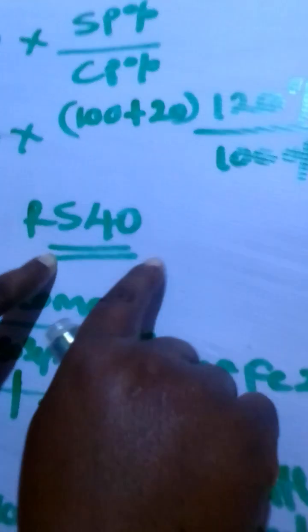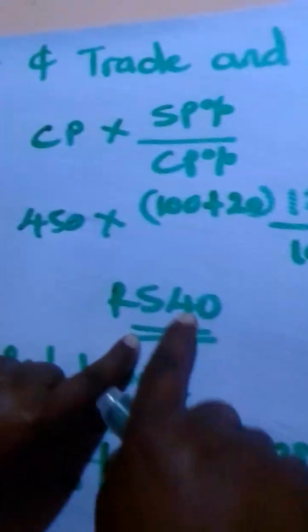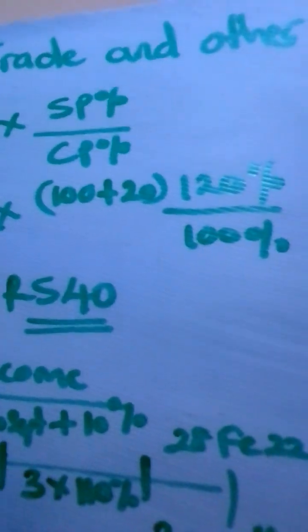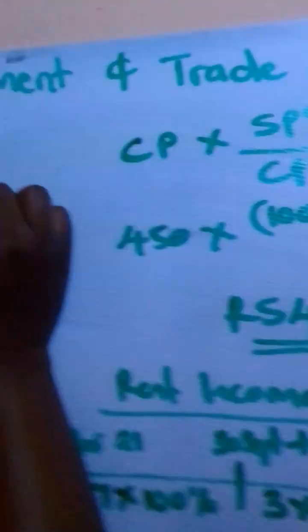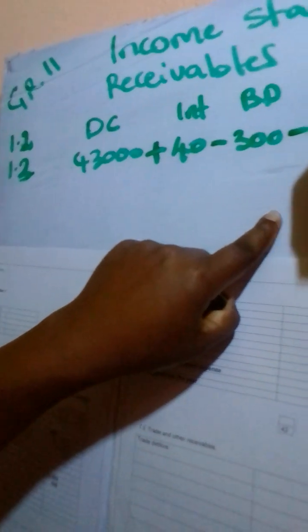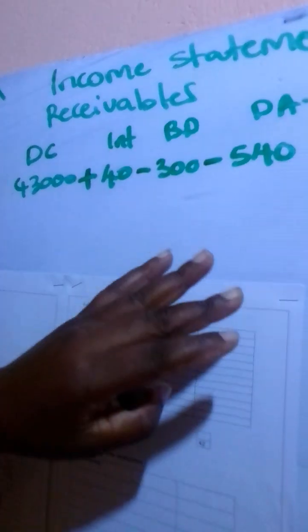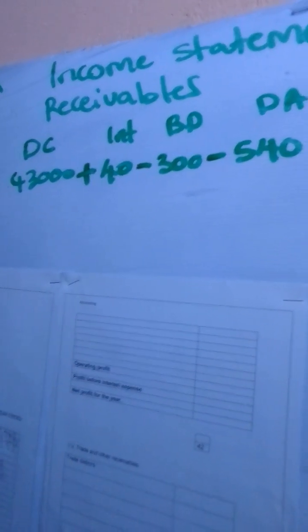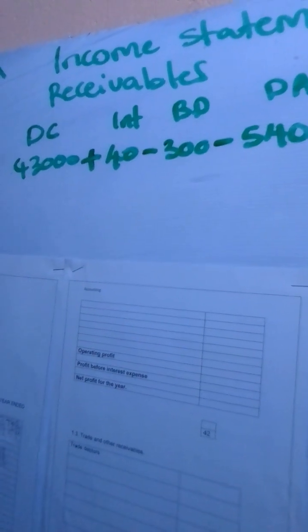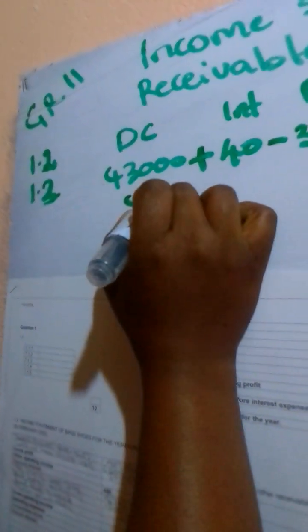Do we still have anything else? Let's check to see if we still have got something else that is going to affect. If you remember when we recorded the sales, we had this amount for debtors allowances. They were not recorded, but now that we have recorded them, these debtors allowances are also going to affect our debtors control by reducing them by 540. So when we calculate 43,000 plus 40 minus 300 minus 540, we remain with 42,200. These are the remaining debtors.